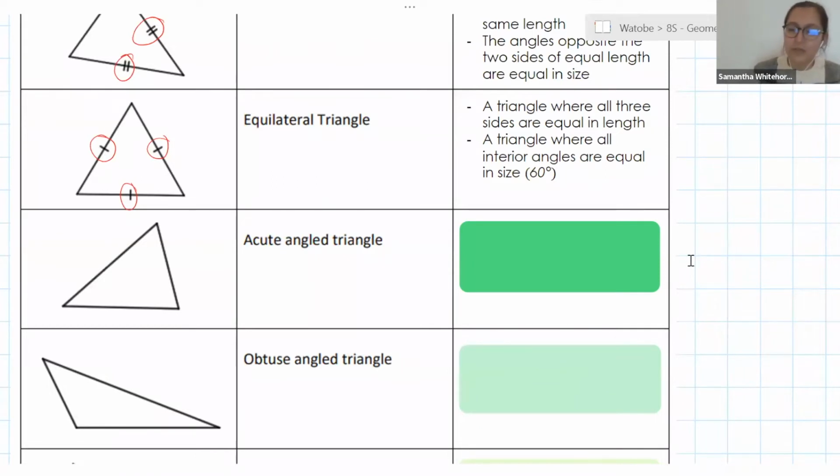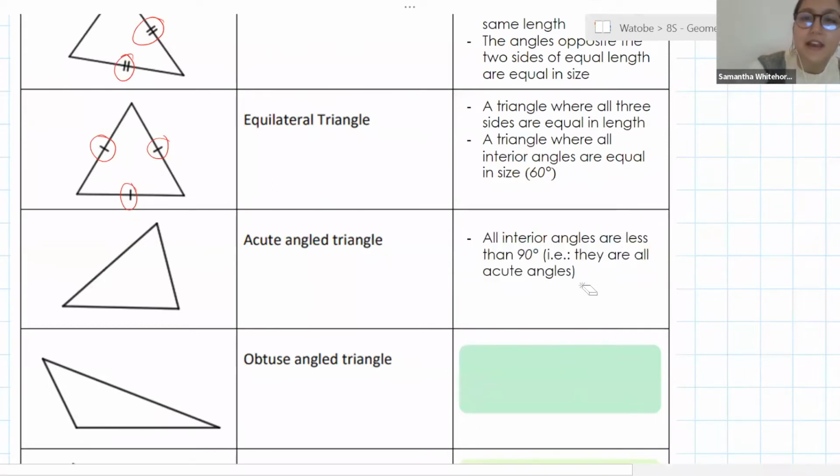Okay, awesome. An acute angled triangle is basically one where all of the angles in the triangle are acute. So guys, remember, acute angles are angles that are less than 90 degrees. So all of those angles are less than 90 degrees in the triangle.